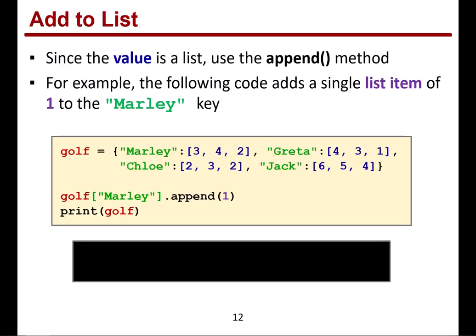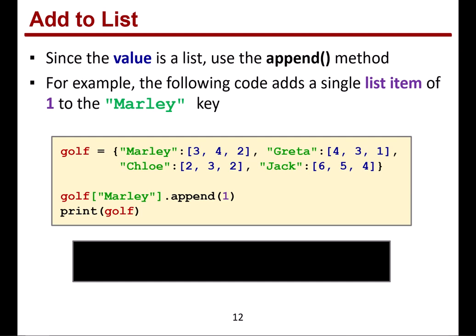Now, how do you add to this list? Okay, so if you want to add an item to the list, let's say, for example, you want to add just one list item of the value 1 to the Marley key. Well, we know that the value is a list.